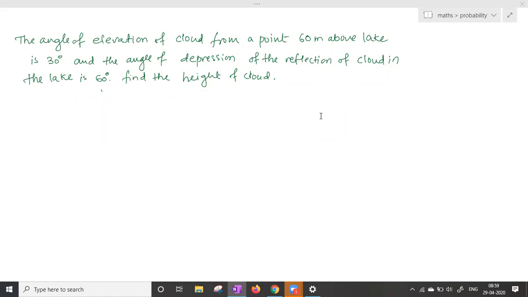No, Ved or whoever sent. Here it is a lake. This is if we consider it as a lake. Point of observation is 60 meter above the ground. So here is the point of observation.